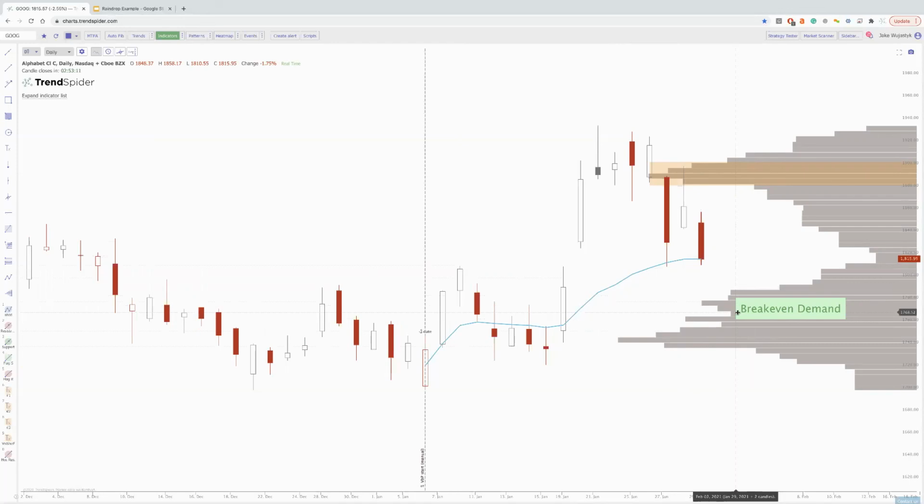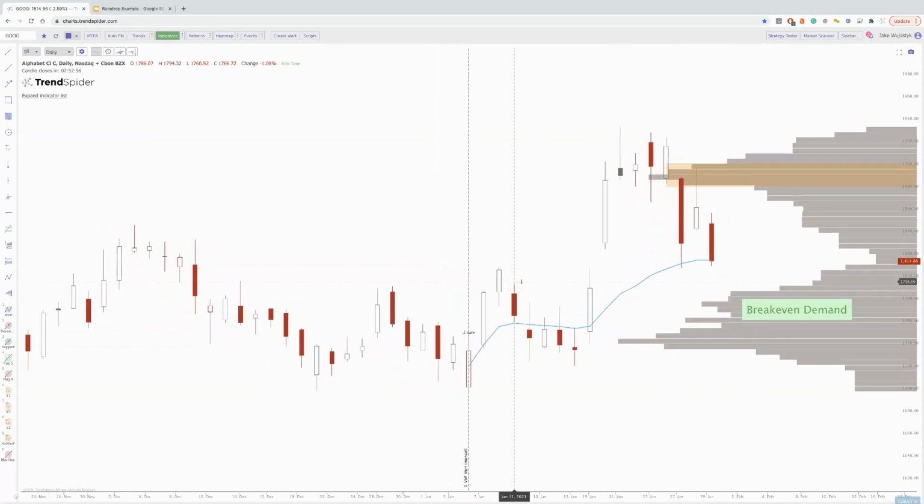So remember, you don't always have to have prices bouncing because it's a demand zone, buyers are coming in. It could simply just be an area where these shares are now back to break-even. So keep that in mind when thinking about supply and demand in the market. It's not always as one-sided as a lot of people think.